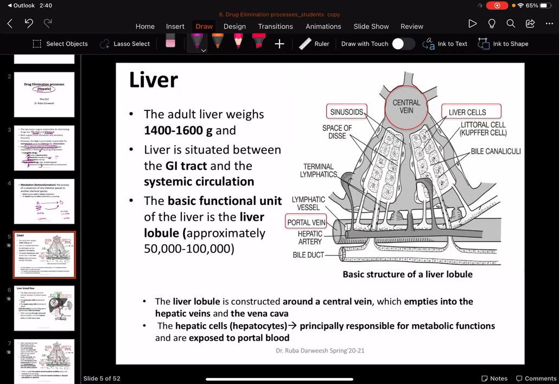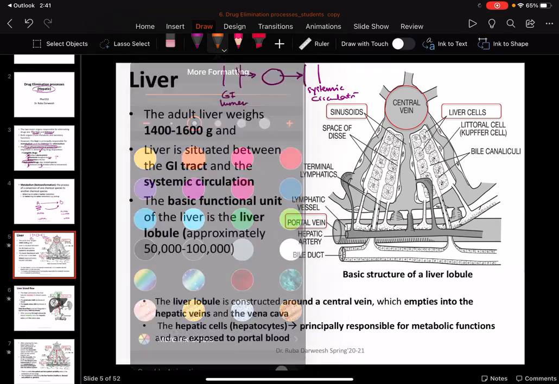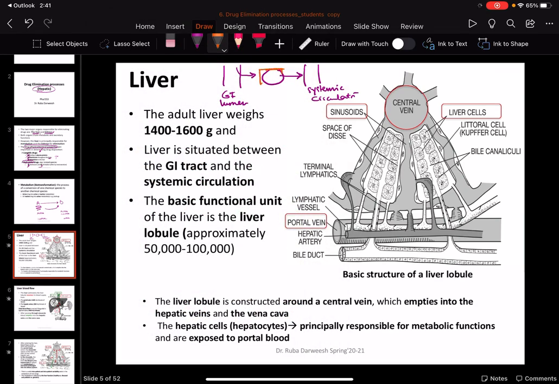In the liver, we usually have the GI, okay, and from the GI we have the liver, and then we have the systemic circulation. Okay, so the liver is in between the GI and the systemic circulation.